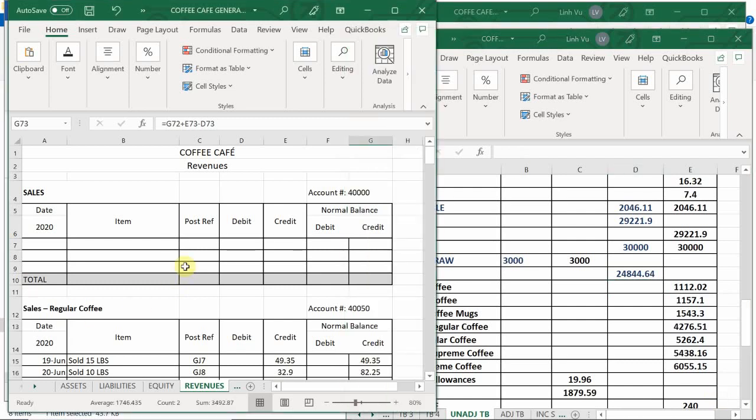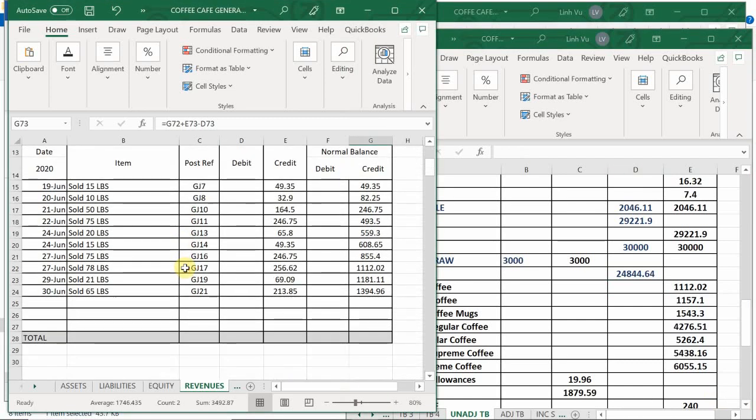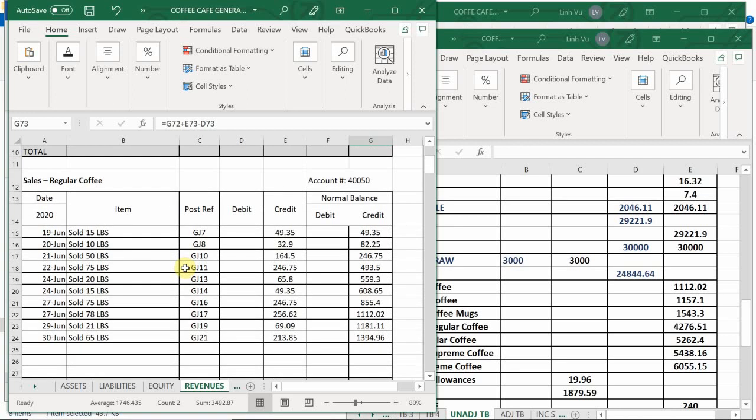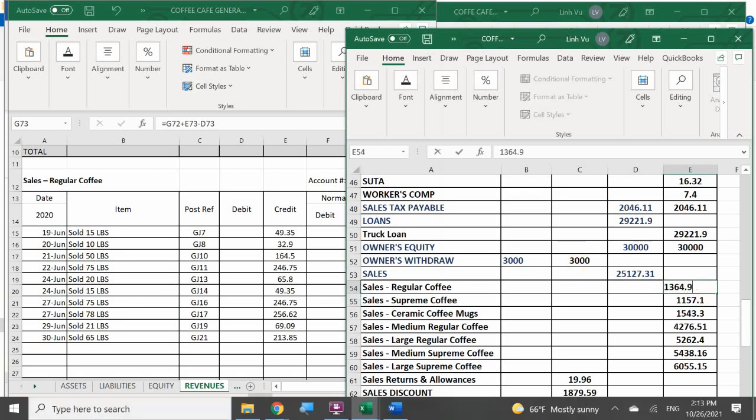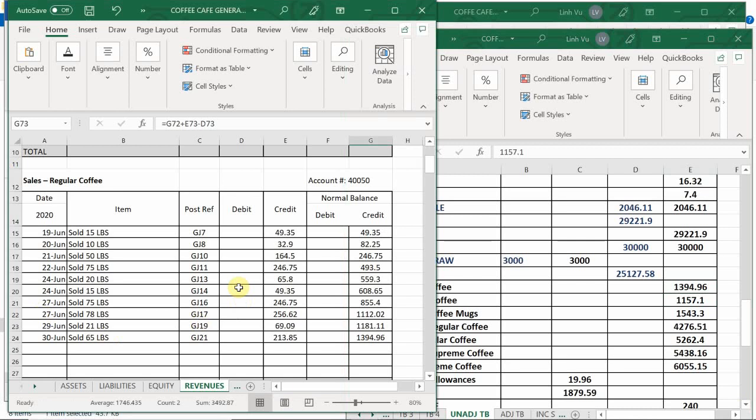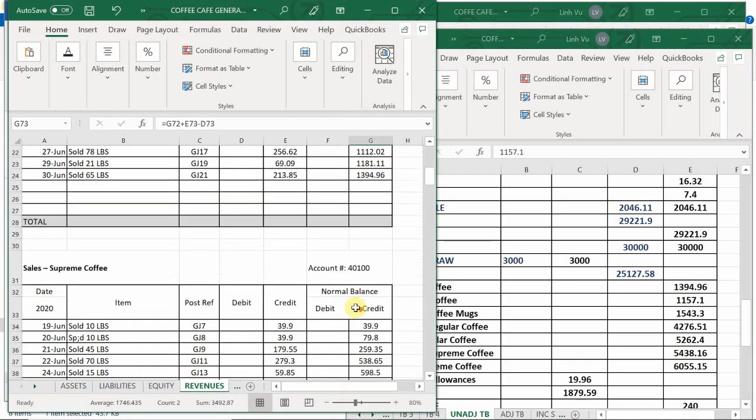So let's take a look at our first sale here for our regular coffee. 1,394.96. Okay. Good.